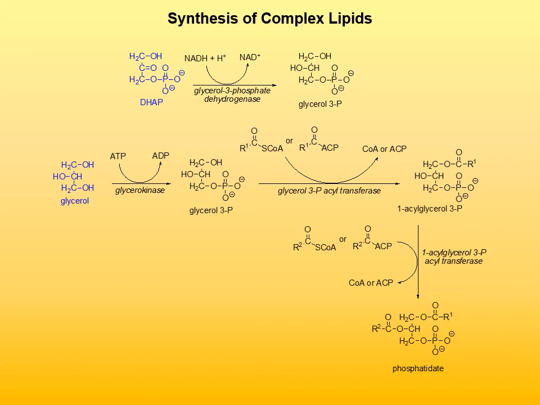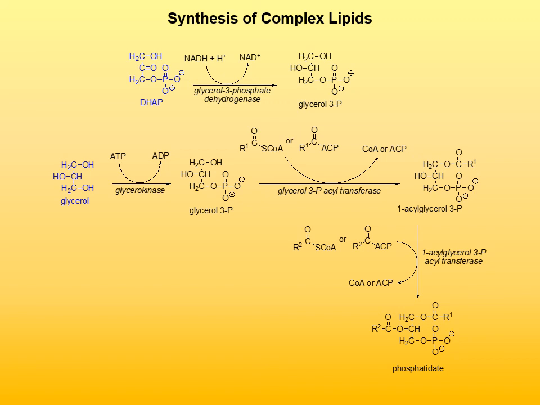So fatty acids are first activated by forming either coenzyme A or acyl carrier protein thioesters in a reaction that consumes ATP. Next, in a reaction catalyzed by an acyl transferase, an ester group on carbon 1 of glycerol 3-phosphate is introduced. So that's the first group that is introduced, and that is usually a saturated fatty acid such as stearic acid. In humans, it's actually usually palmitic acid.